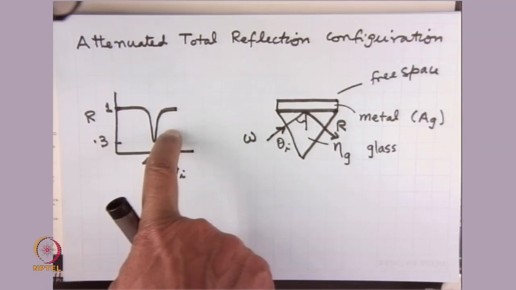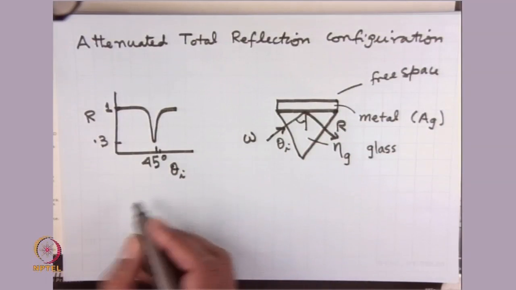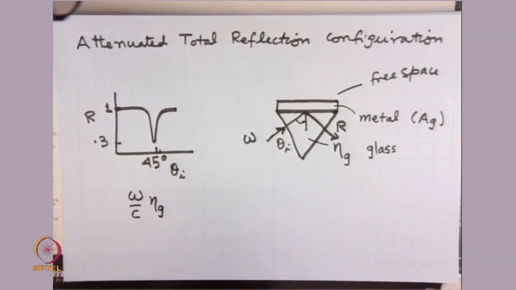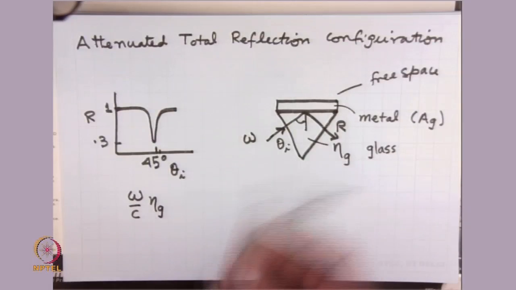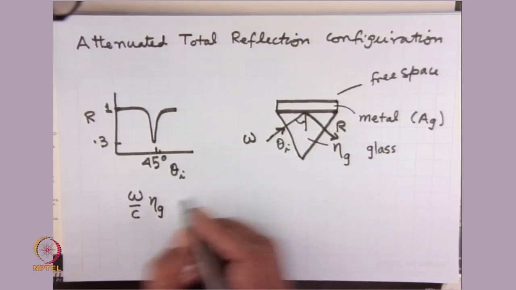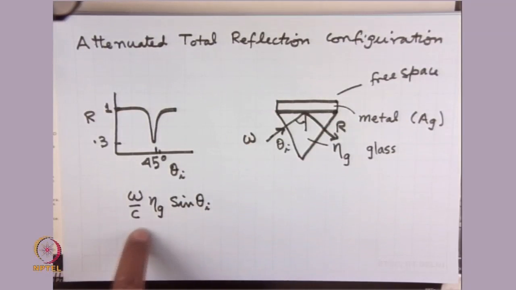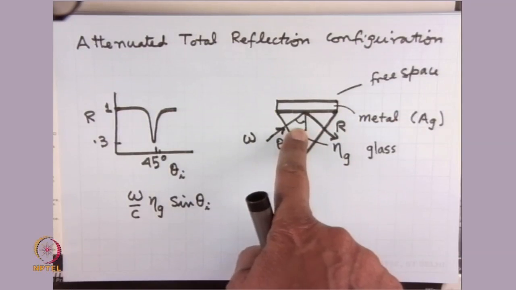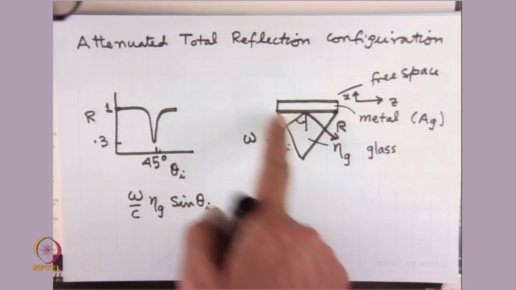And when does it occur? People wanted to match the propagation constant of this wave in the glass. If omega is the frequency, omega by c, eta g is the propagation constant of the laser in glass. If you resolve its components, a vertical component and a horizontal component, then the horizontal component would be sin theta I. This is the horizontal component of the propagation constant of the laser in glass. I am choosing this as my z direction, this is my x direction, and x equal to 0 is the top surface of the metal.